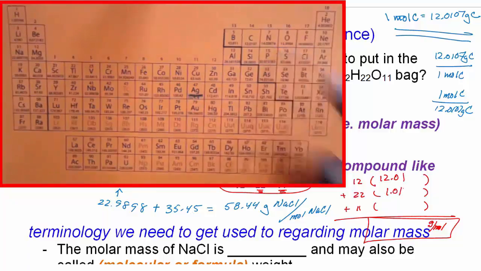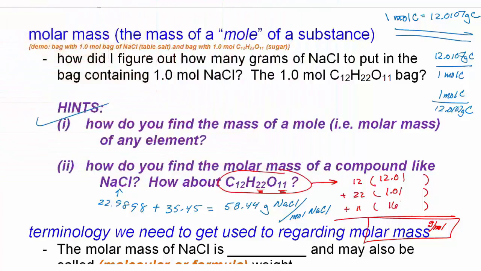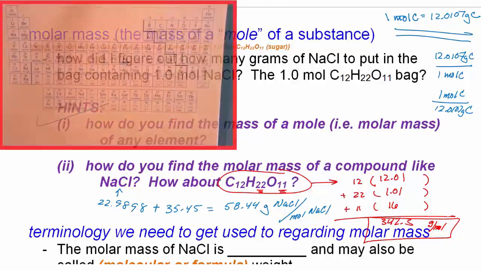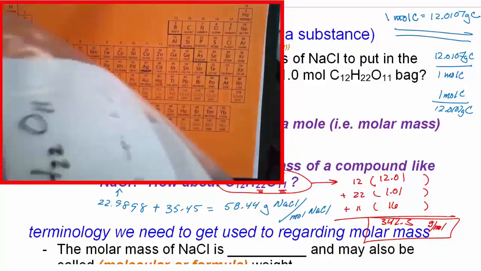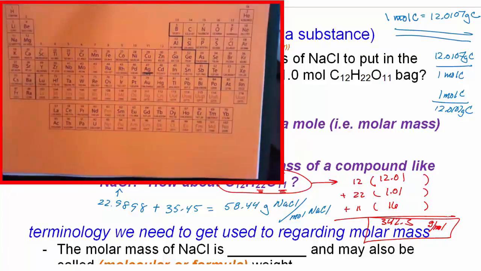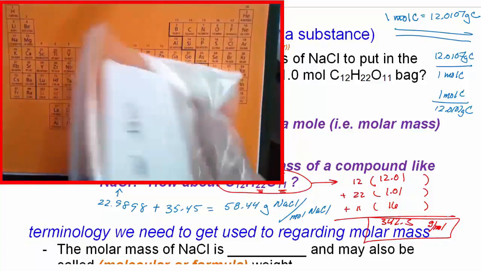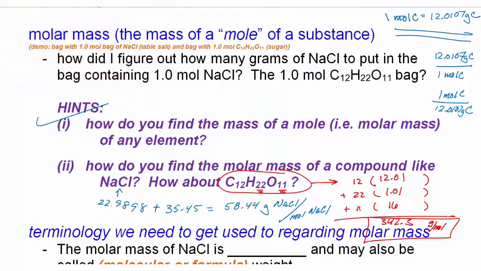Oxygen is 16. So add those up, and I'll have the molar mass of sugar. 12 times 12.01 plus 22 times 1.01 plus 11 times 16, about 342.3 grams per mole. That'd be the molar mass of sugar. So what I did is I massed exactly 342.3 grams and put it in here. For the sodium chloride, I massed out about 58.5 grams and put it in here.